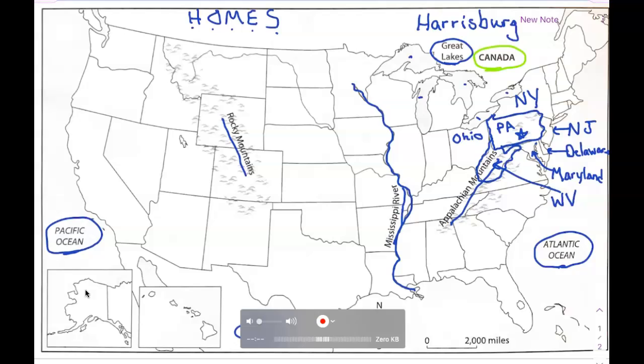You can certainly color the map if you want to. You can color the oceans blue. You can color in the states that surround Pennsylvania. You could shade in Rocky Mountains if you want to, and submit your map to me. Have fun!